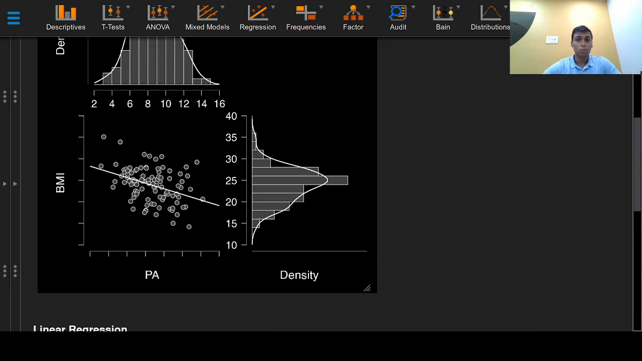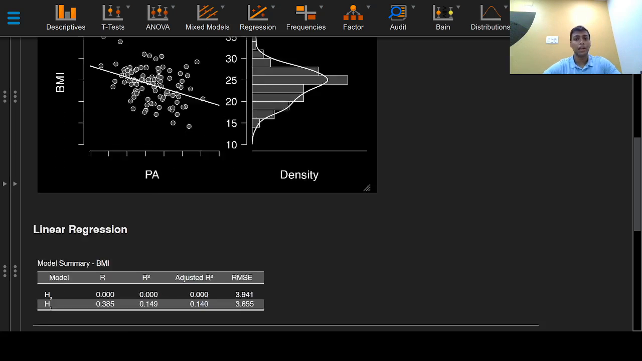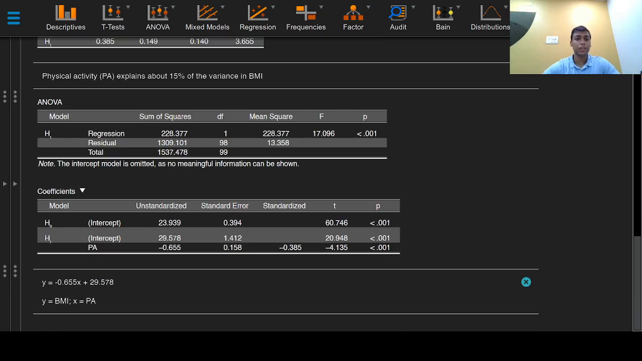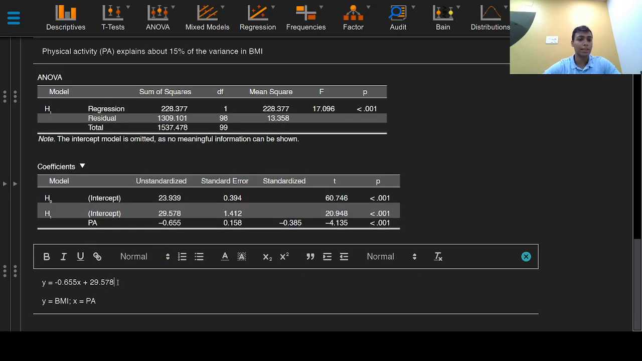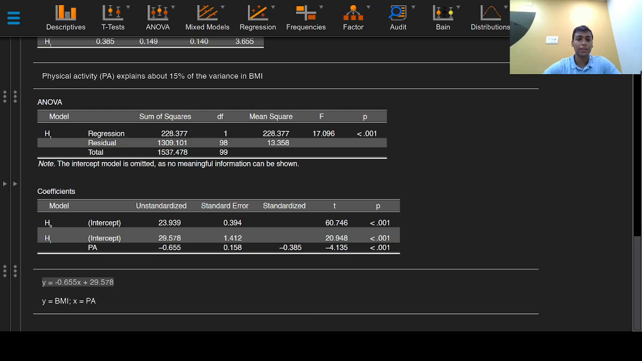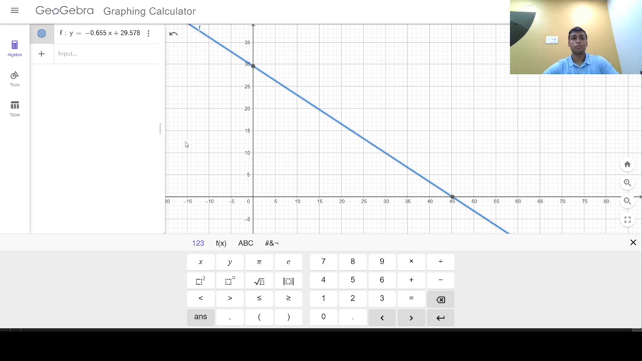Correlation only tells you whether there exists a linear relationship or not, as seen in this graph, whereas regression provides us with an equation which fits a best line and predicts values of one variable based on the second. So as shown in a previous video, we can get such an equation which we can copy and paste into a graphing calculator, and we obtain such a trend line.